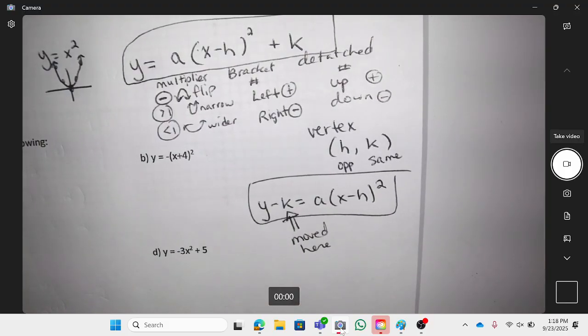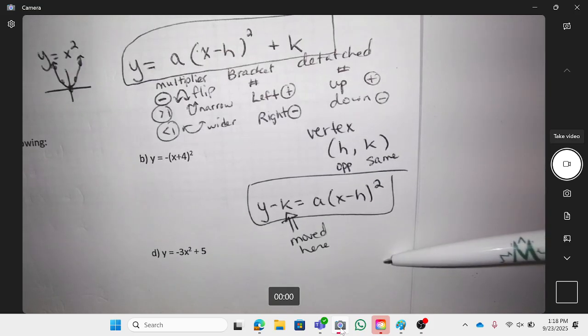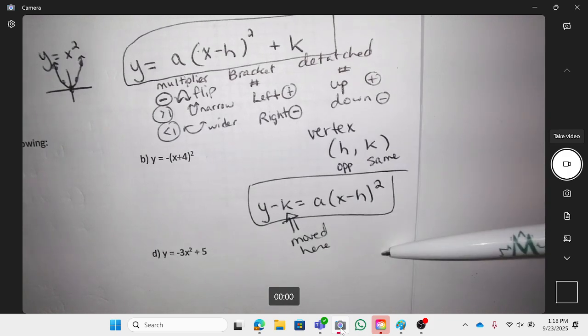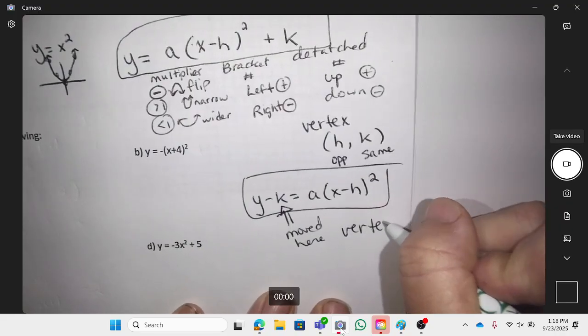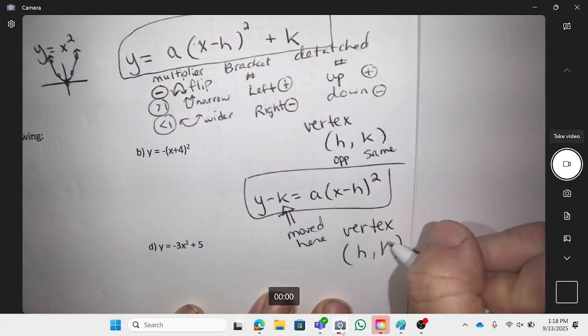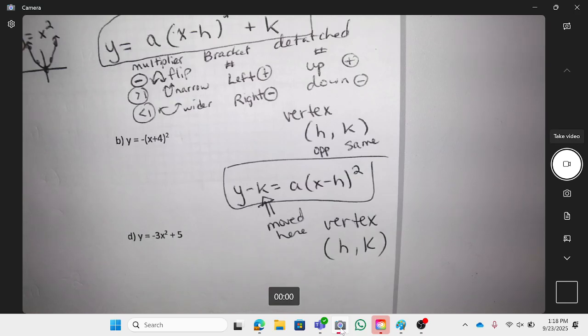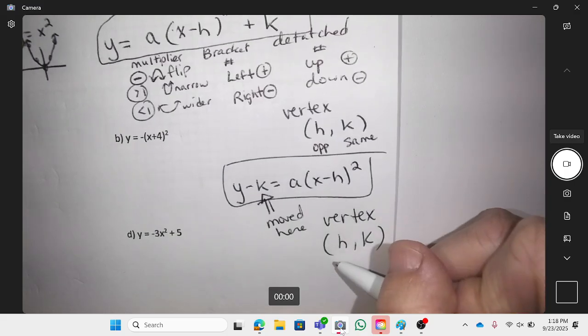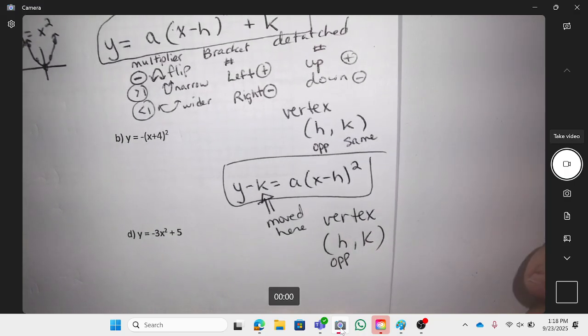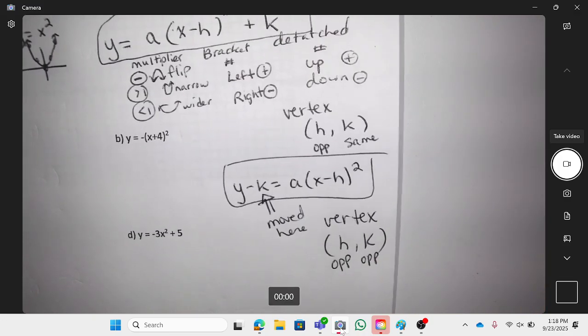So, now tell me your vertex. How did I do the vertex here versus how would I change my idea here? That's all I'm changing. I'm taking those same numbers, the bracket number, the detached number, there's only one thing that's different. This is the same, I didn't do anything different, but now this one has to be opposite because it moved onto the opposite side. Okay?